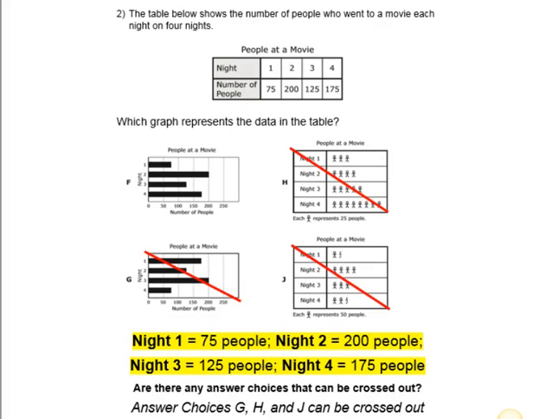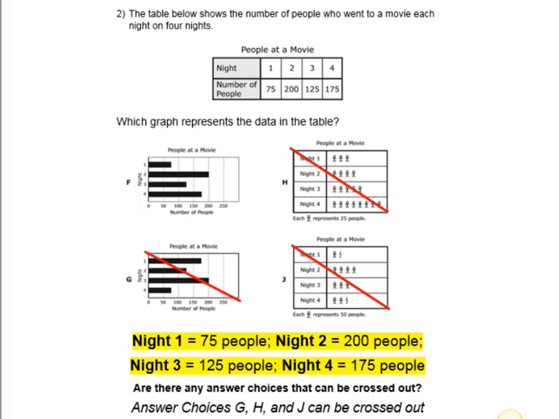If you said that answer choices G, H, and J can be crossed out, you are correct. So let's take a look. For answer choice G, we could automatically cross that out because night 1 looks like it says 175 people, but we know that that first night only 75 people went to the movies. Okay, so we can cross that out.